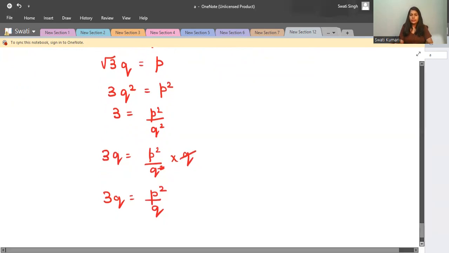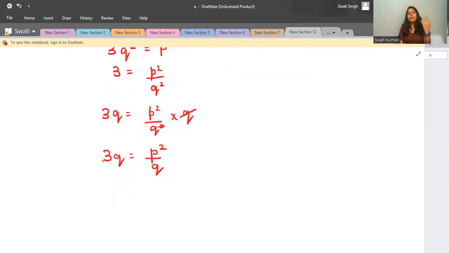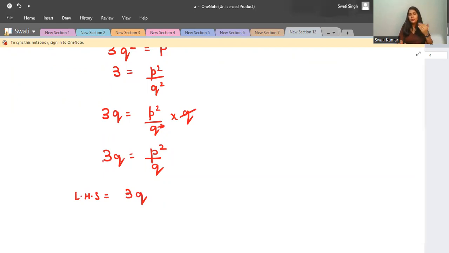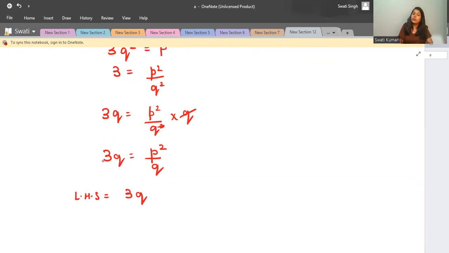Correct? Now you can see here that on the left hand side we have 3q. Clearly 3 is an integer, and we have taken root 3 as p upon q, where p and q both were integers. So because q is an integer and 3 is also an integer, the product is also going to be an integer only. So this is an integer on the left hand side.